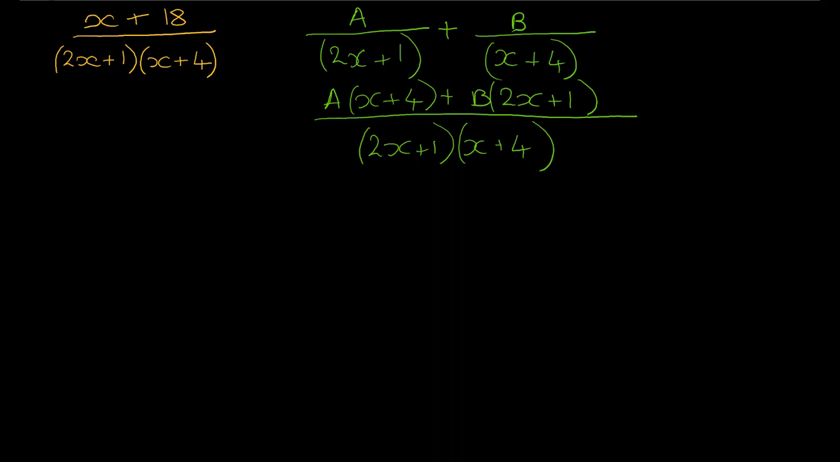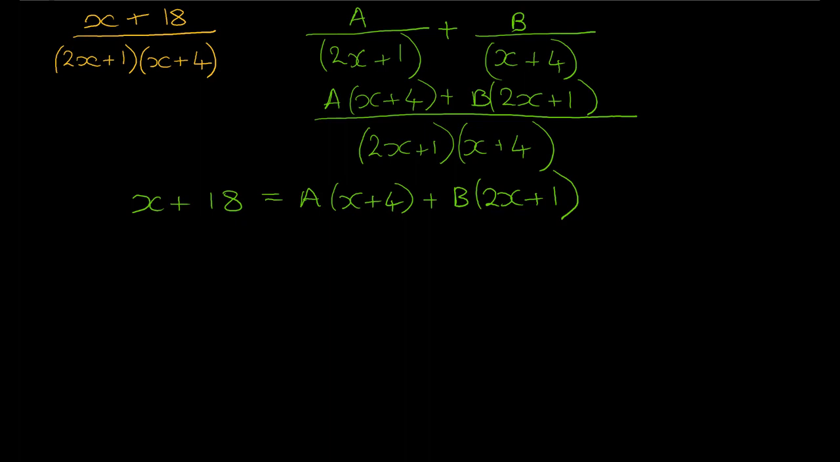And so we can see that the bottoms are the same as what we started with, therefore the tops must equate. So we can say that x plus 18 must be the same as a times x plus 4 plus b times 2x plus 1. There are 2 ways that you can work out what a and b is. We're going to start by using the one where we substitute.